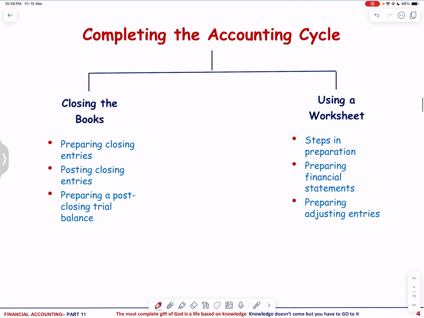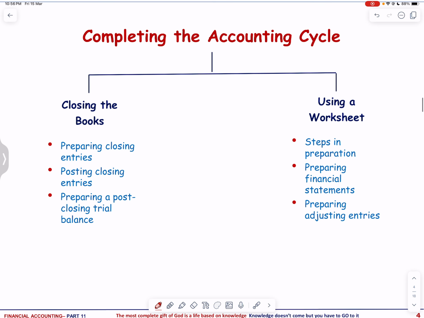In this video, we are going to talk about closing the books. That is how we prepare closing entries, how we post them, and how we prepare a post-closing trial balance. We will also explain how to use a worksheet, the steps in preparing the worksheet, how to prepare the financial statement through a worksheet, and how to prepare the necessary adjustment entries in this regard.